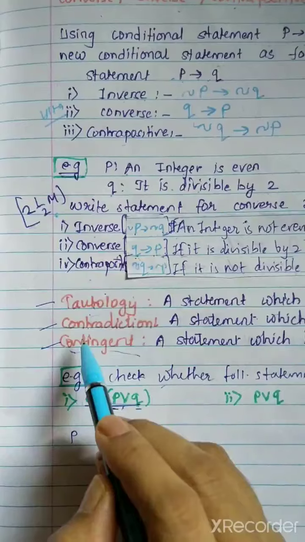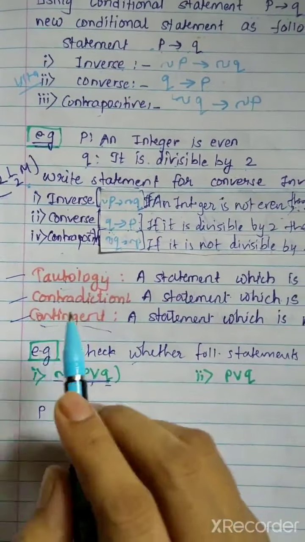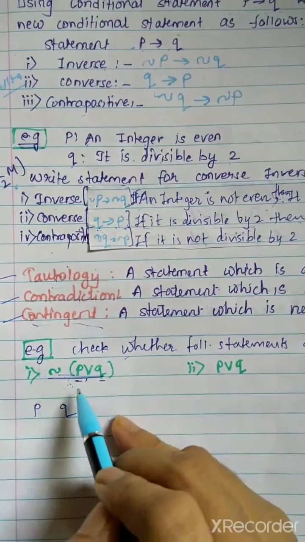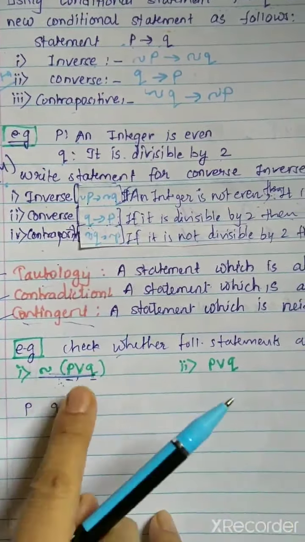Now next, tautology, contradiction, and contingent. What is tautology? These are logical statements. If the value of a logical statement is always true, then the statement is a tautology. If the value of the statement is always false, then the statement is a contradiction. If the value of the statement is neither always true nor always false, that means it consists of both true and false, then it will be contingent.